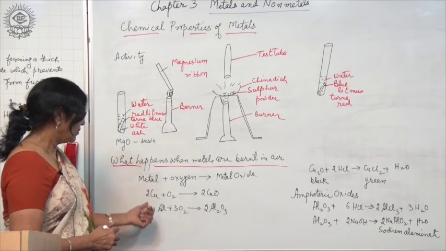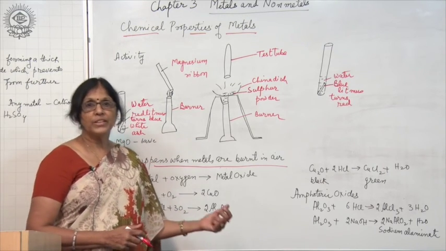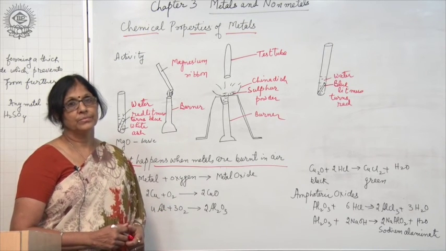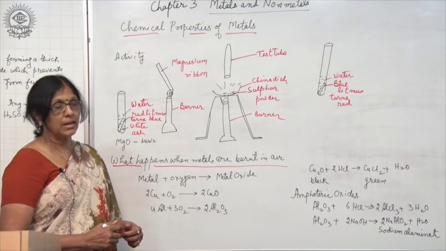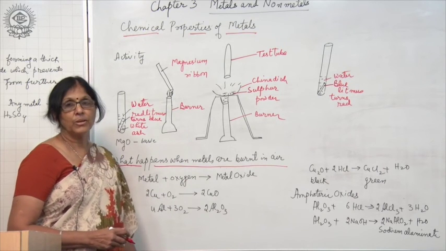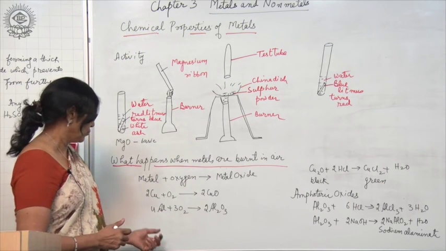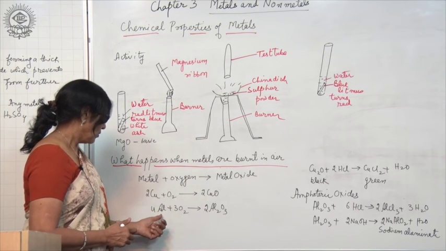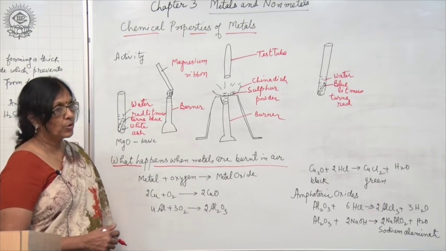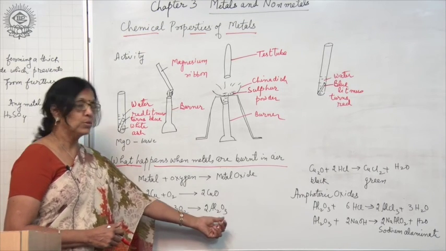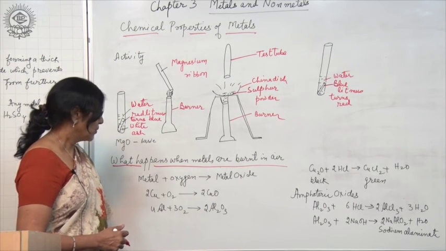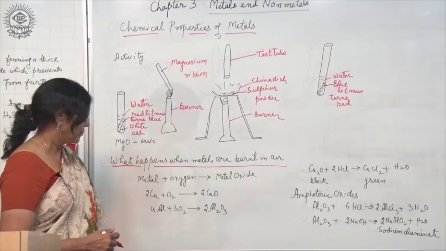We have studied in the previous chapter also that copper is a reddish brown powder. When it is heated in air, it forms black colored cupric oxide. So, a balanced chemical equation can be written: 2Cu plus O2 gives 2CuO. Similarly, aluminium on heating in air forms aluminium oxide. Its formula is Al2O3. A balanced chemical equation is 4Al plus 3O2 gives 2Al2O3.